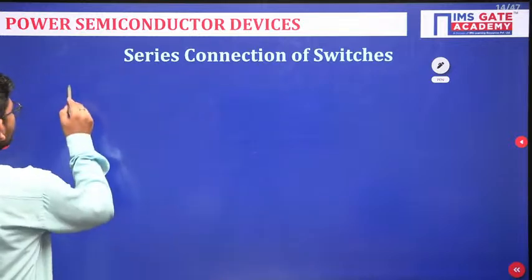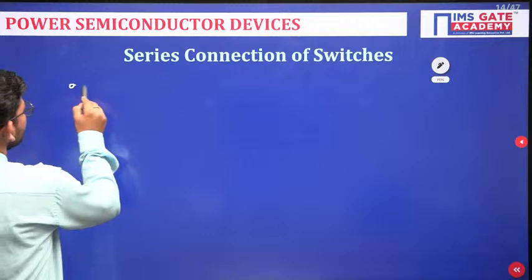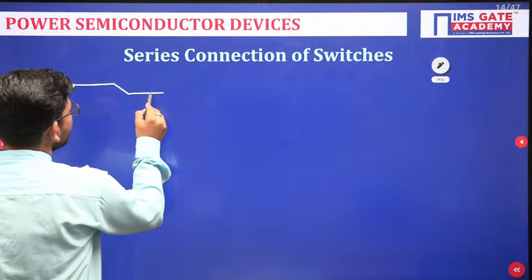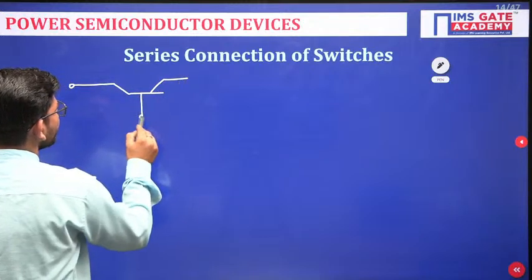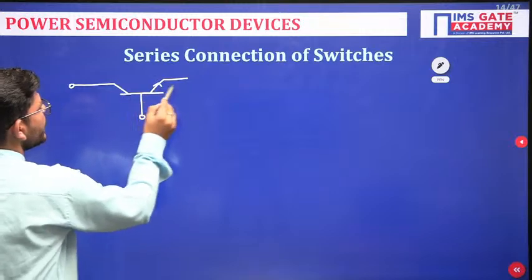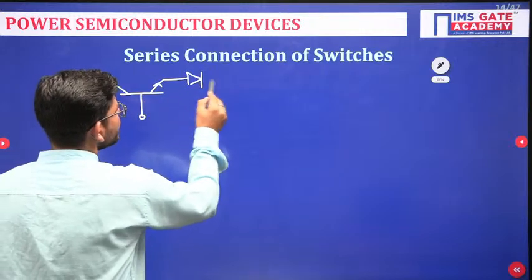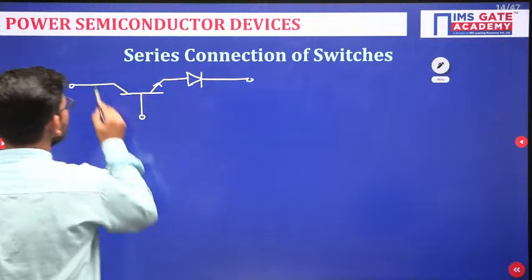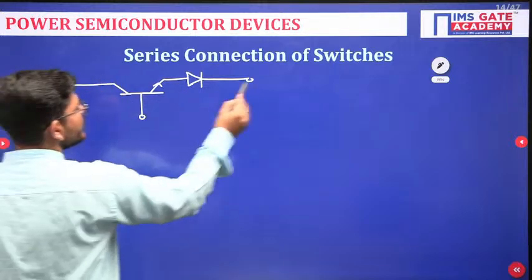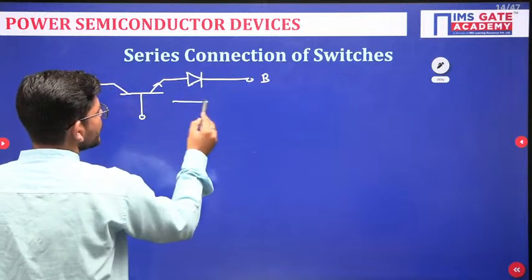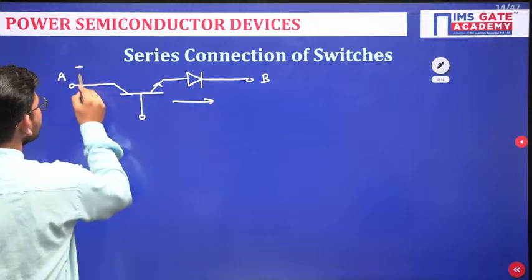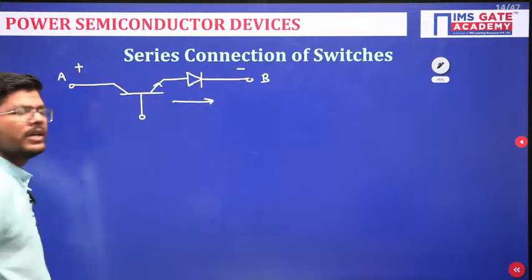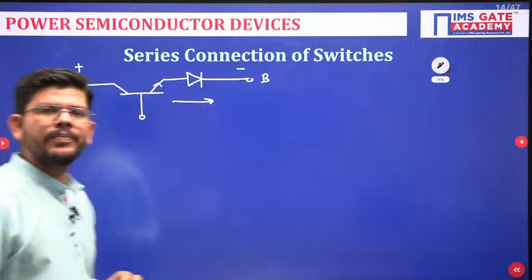For example, suppose we have this switch combination where we have a BJT and a series diode connected like this. This is the A terminal, this is the B terminal, here is the current flowing, and this is how we have applied the voltage. So what will be the switch realization?